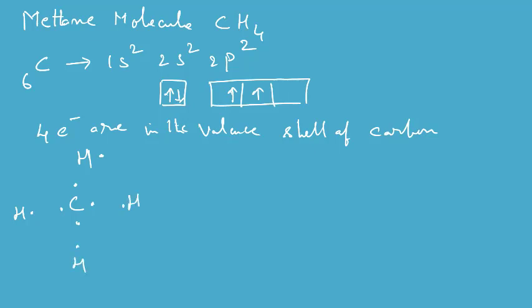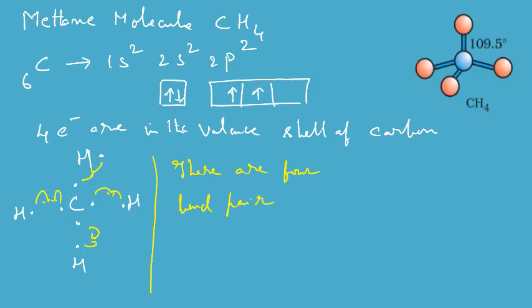So this and this pair together, this and this pair together, this and this pair together. So totally there are 4 bond pairs. Now the methane molecule is shown here.